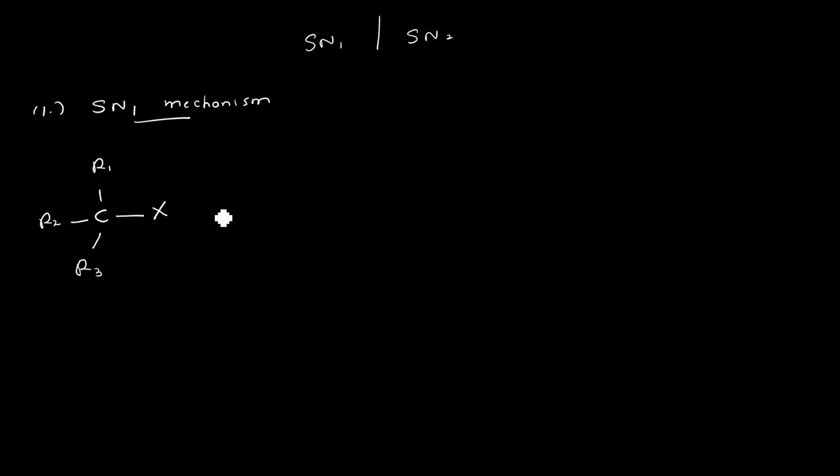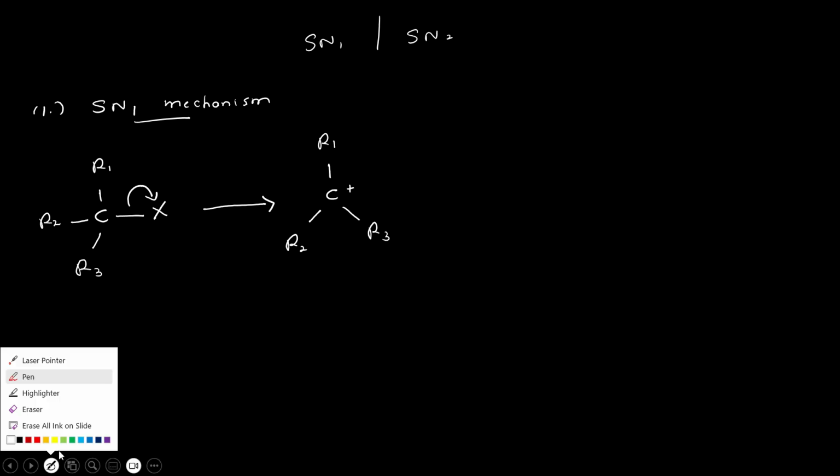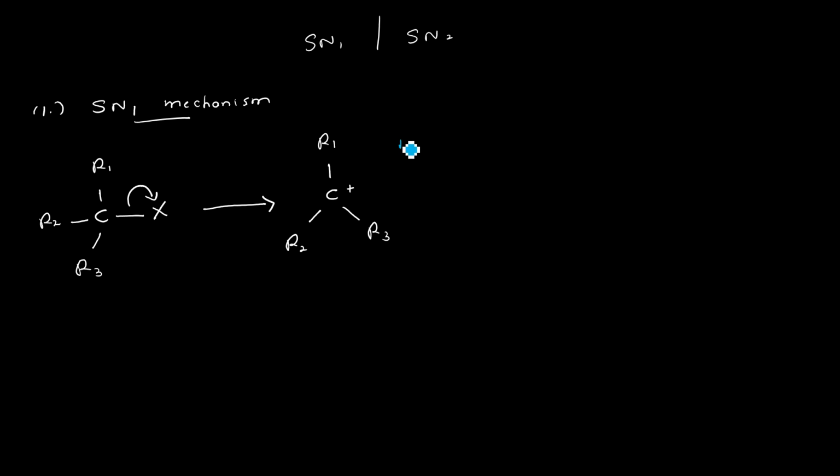In the SN1 mechanism, the first step is the leaving of this leaving group. The leaving group leaves on its own, so you will have a carbocation with R1, R2 and R3. In the next step, your nucleophile comes and attacks the carbocation.